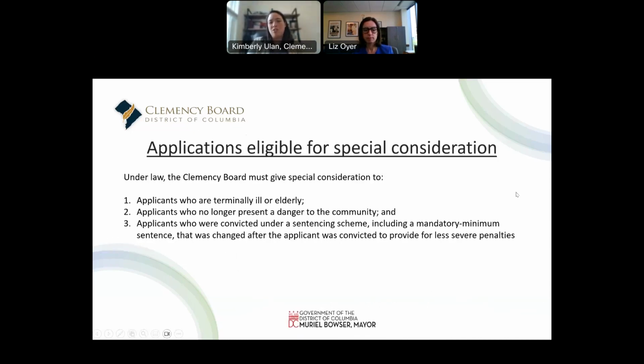The board also gives special consideration to anyone who's terminally ill, elderly, who no longer presents a danger to the community, and any applicants who are convicted under a sentencing scheme, such as a mandatory minimum, that was changed after you were convicted to provide for a less severe penalty. So they'll give special consideration to that. It doesn't mean that you're automatically granted a letter of recommendation or anything like that.